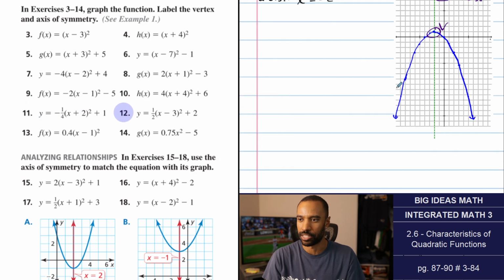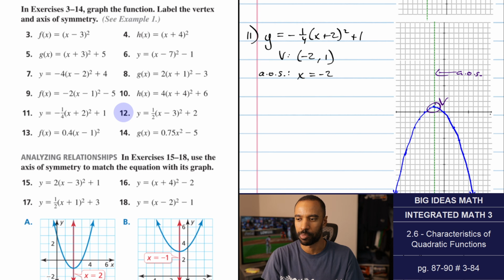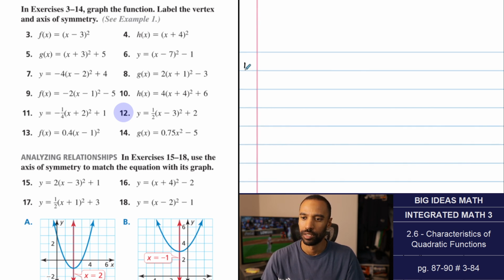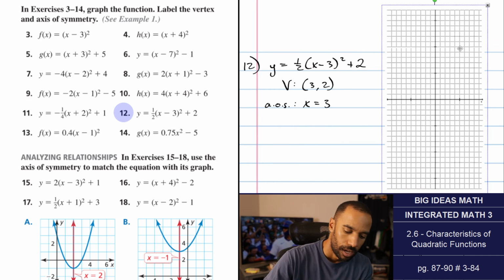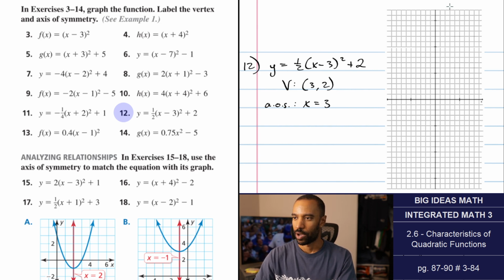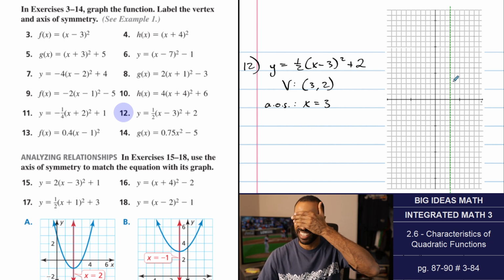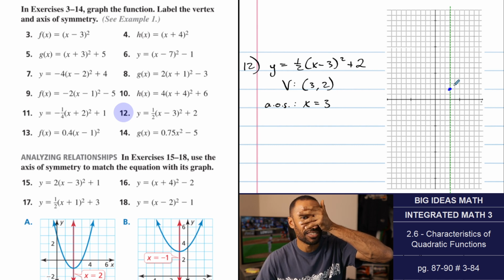1/2, not quite as wide as this one was. Let me get it on this next page. Y equals 1/2 times x minus 3 quantity squared plus 2. All right. Okay, let's get the axis of symmetry first, because why not? So x equals 3. Our vertex is somewhere on there. Let me just blindly, maybe right there, pin the vertex on the axis of symmetry.